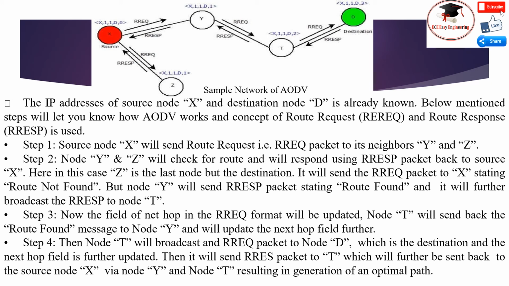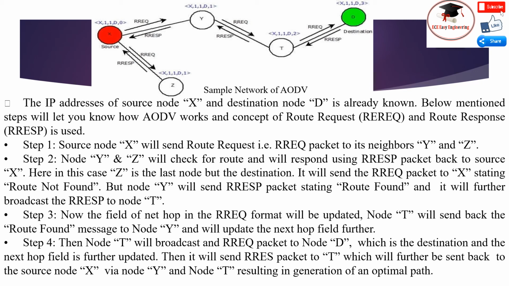The steps will let you know how AODV works and how the concept of route request and route response is used. First step, source node X will send a route request, that is an RREQ packet, to its neighbors Y and Z. Step 2, nodes Y and Z will check for a route and will respond using a route response packet back to source X. Here, in this case, Z is the last node but not the destination. It will send a route response packet to X stating route not found.